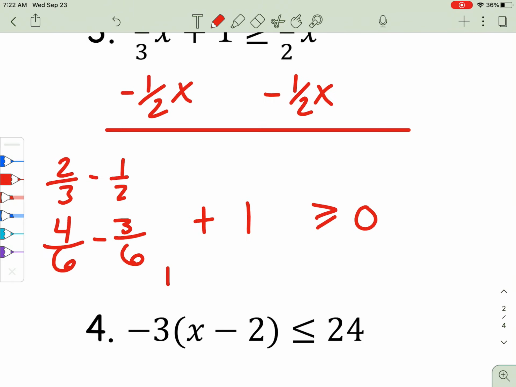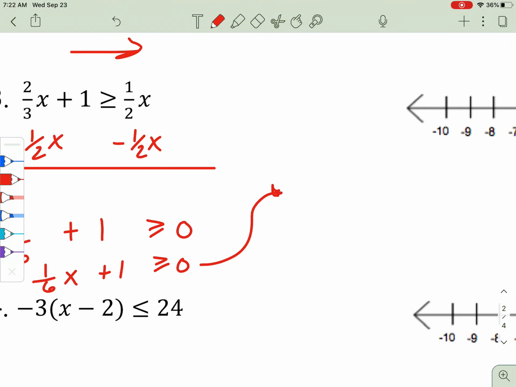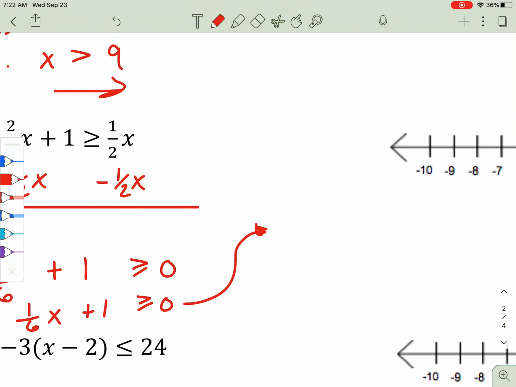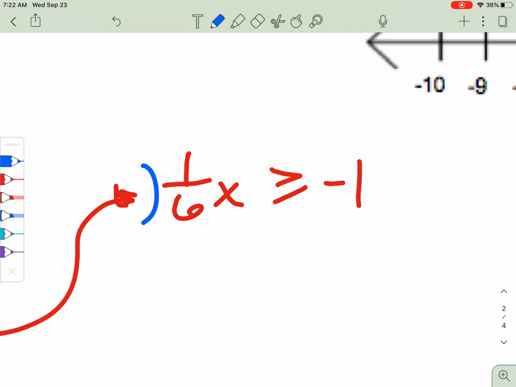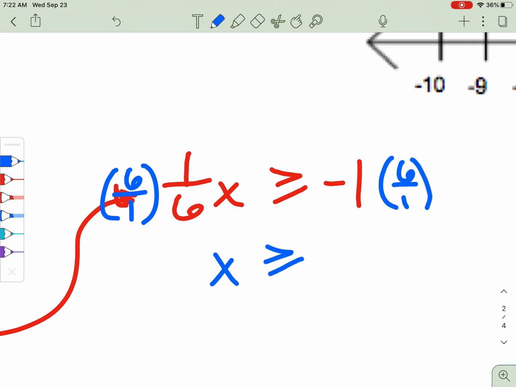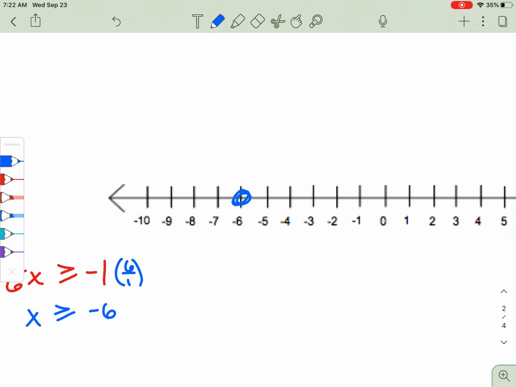Okay, so 4 minus 3 is 1, so this is 1/6 x plus 1, which is greater than or equal to 0. Okay, and I'm going to move this up here. All right, so now we're going to subtract that 1, so 1/6 x minus 1 from both sides is greater than or equal to -1. And then I'm going to multiply by the reciprocal, so 6 over 1, 6 over 1. So x is greater than or equal to -6. Again, I multiply by a positive, so I do not have to change the sign. -6. It's a closed circle because it has a line underneath, and it goes this way.